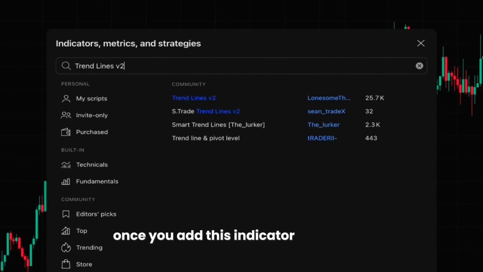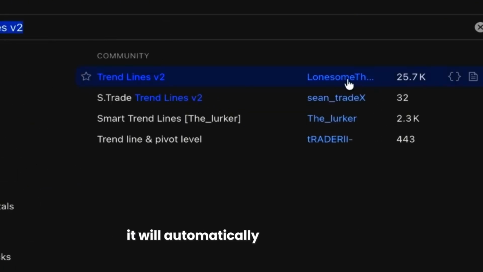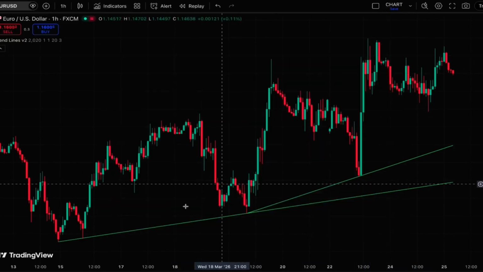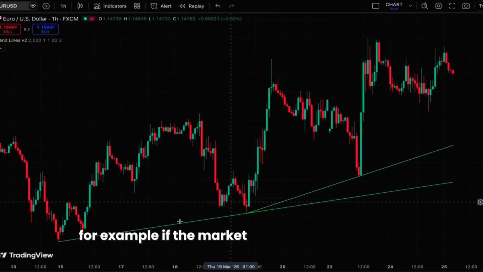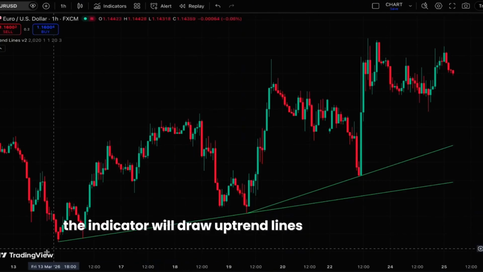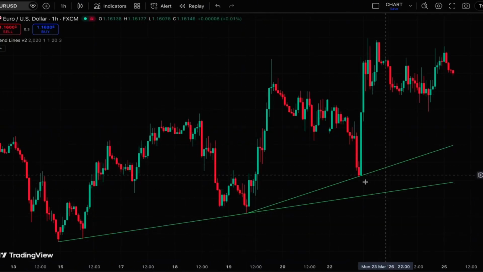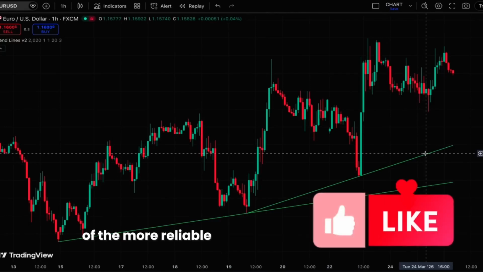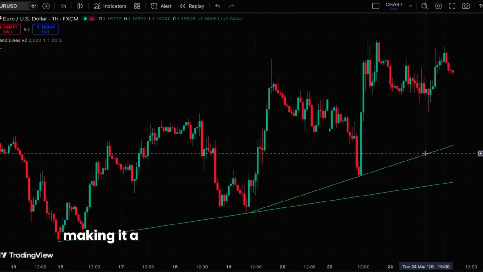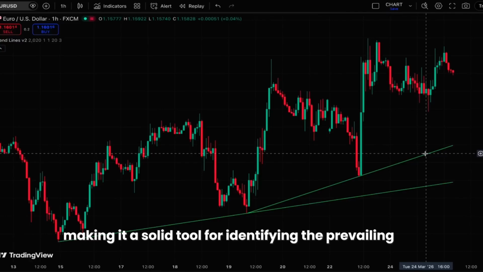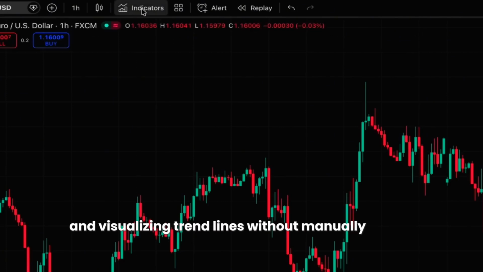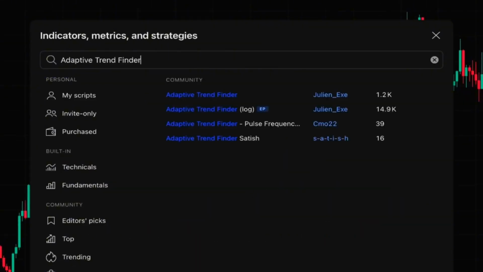Once you add this indicator to your chart, it will automatically draw trend lines based on the current direction of the market. For example, if the market is currently in an uptrend, the indicator will draw uptrend lines accordingly on the chart. This is considered one of the more reliable trend line indicators available, making it a solid tool for identifying the prevailing trend and visualizing trend lines without manually drawing them yourself.